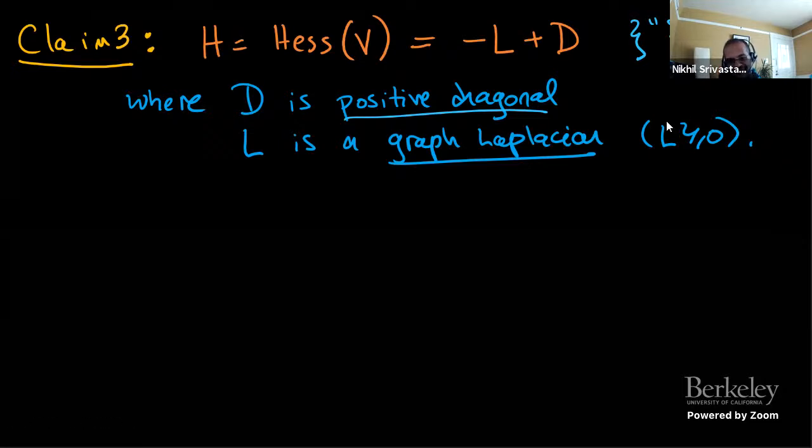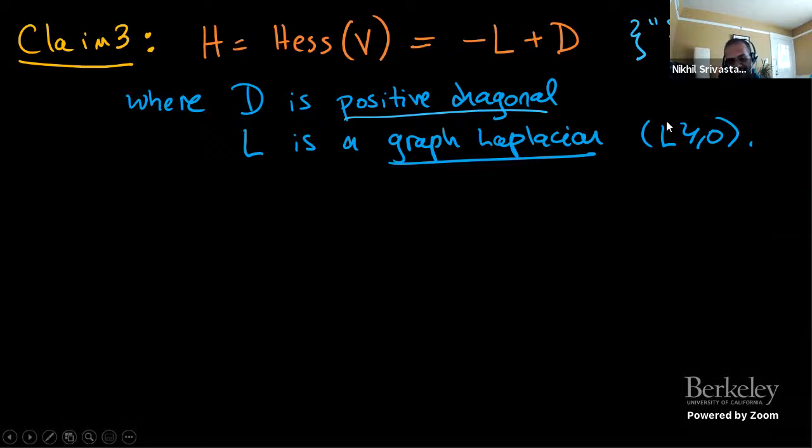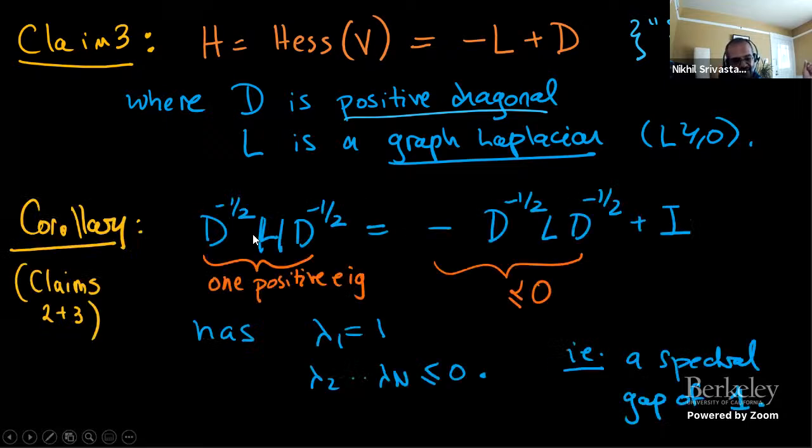Now, once you have this, it's kind of nice because you can turn that qualitative statement about one positive eigenvalue into a quantitative statement about spectral gap by doing the following. Consider the matrix D to the minus half H D to the minus half, where H is the Hessian. So you rescale the matrix by the inverse square root of this diagonal matrix on both sides. The equation in claim 3, if we rescale by D to the minus half on both sides, gives that this rescaled matrix is minus D to the minus half L D to the minus half plus identity.